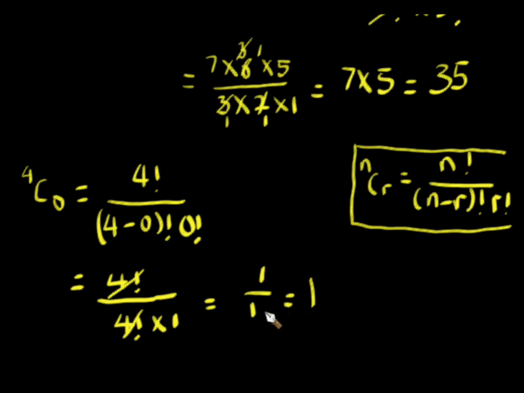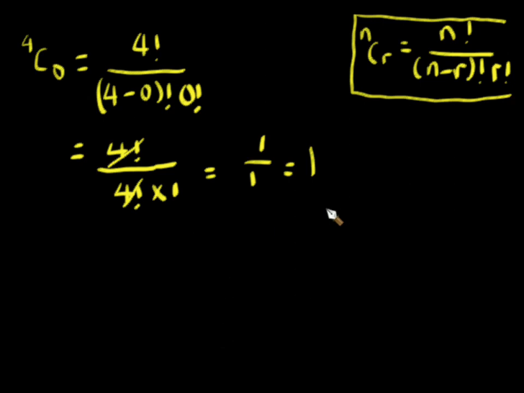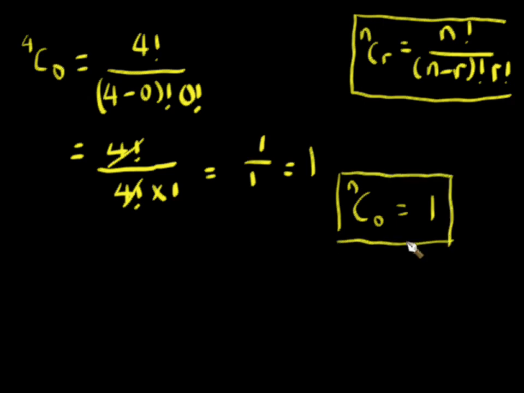Now this gives us a general rule for the combinations. Wherever we see n combination 0, the answer would always be 1. This is a general rule as per the combinations. So if you see 5 combination 0, 7 combination 0, 10, 100, a million combination 0, your answer would always be 1, right?